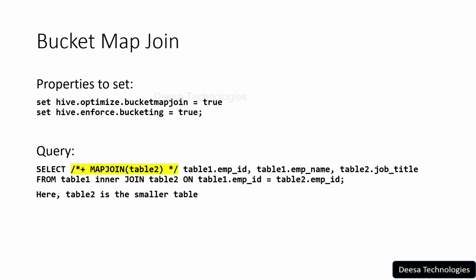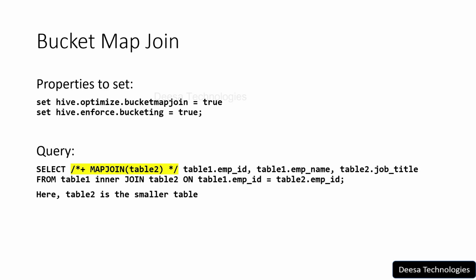So, for example, if table 1 has 2 buckets, then table 2 must have buckets in multiples of 2. So it could be 2, 4, 6, 8, those many buckets, right? These are the certain conditions that we need to have for the bucket map join to take place. And of course we have to set two properties. We have to enforce bucketing, and we have to set hive optimized bucket map join equal to true. So when you have those two properties set, and you have these criteria that I mentioned, then it will be called a bucket map join, right?